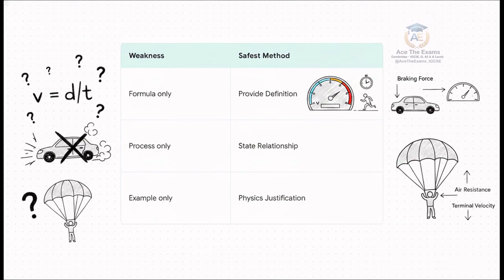Finally, giving an example without physics justification. If you mention a skydiver's parachute, you must explain that it increases air resistance to balance the weight, resulting in a constant terminal velocity. For Challenge 3 today, I want you to do a speed writing drill. Give yourself a 30-second timer to write just one perfect PEEL paragraph addressing one of these safest methods. It is an absolute game changer.